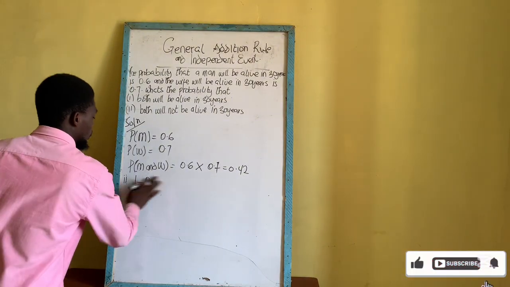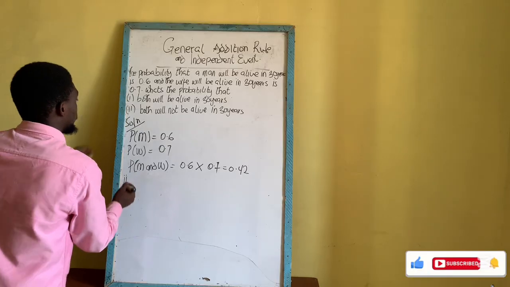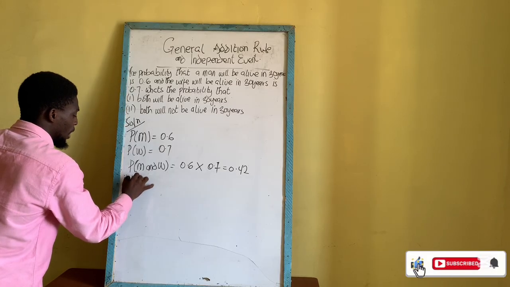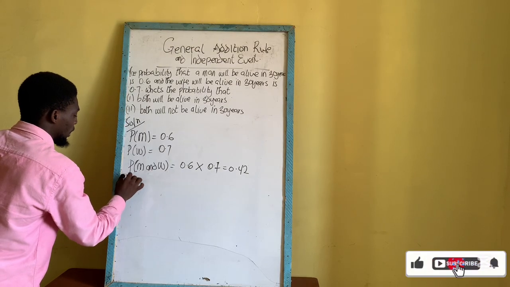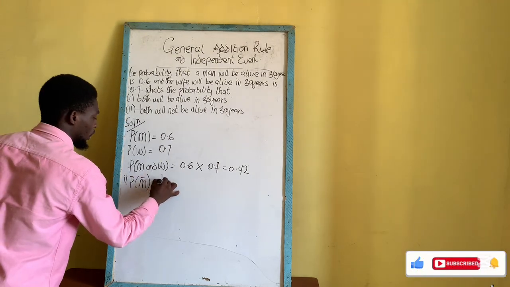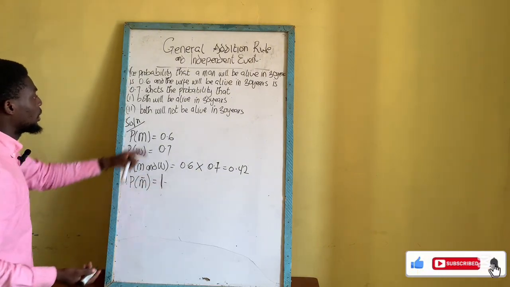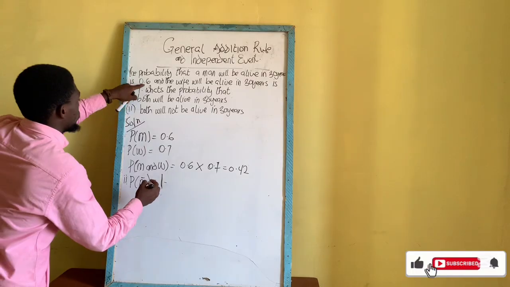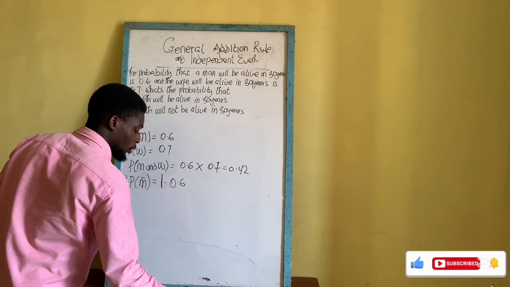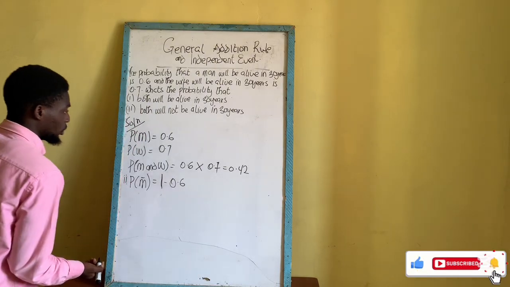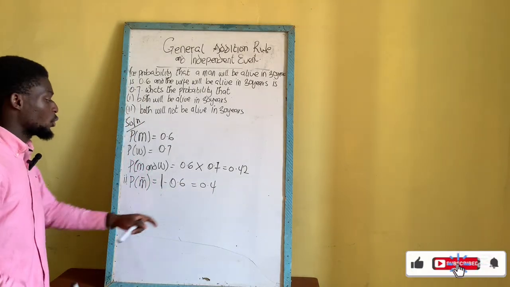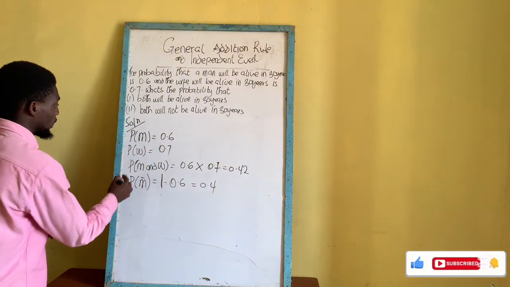So let's represent the probability that the man will not be alive by M bar. The probability that the man will not be alive, M bar, is equal to 1, which is certain, minus the probability of being alive, which is 0.6. That gives us 1 minus 0.6, which is 0.4. So the probability that the man will not be alive in 30 years' time is 0.4.